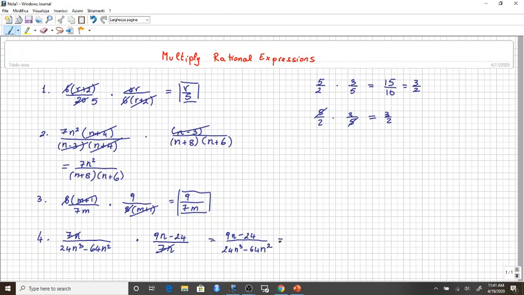Let's take a look at the numerator, and let's think about the greatest common factor between 9n and negative 24. What would be the greatest common factor between these two terms? Well, 9 and 24 are both divisible by 3, right? So I can factor out the 3, and then I end up with 3n, because 3 times 3n is 9n, and then minus 8.